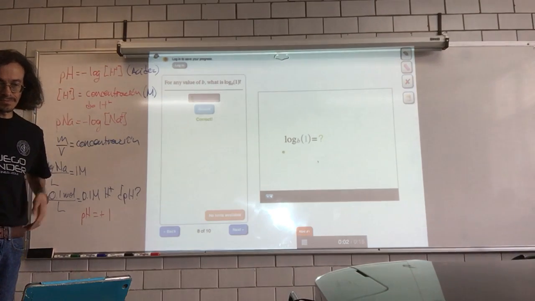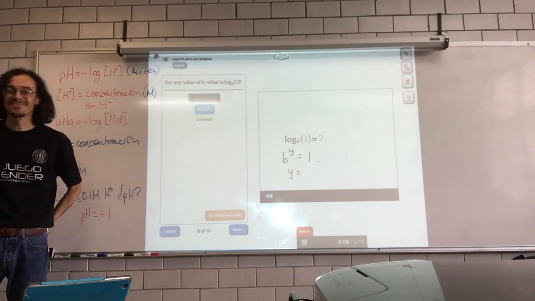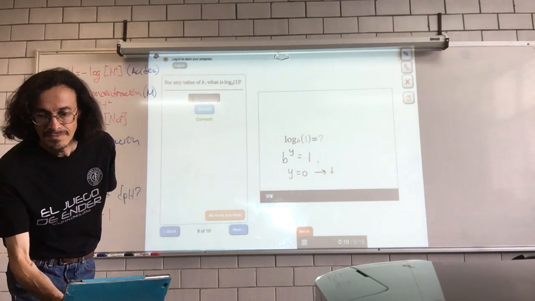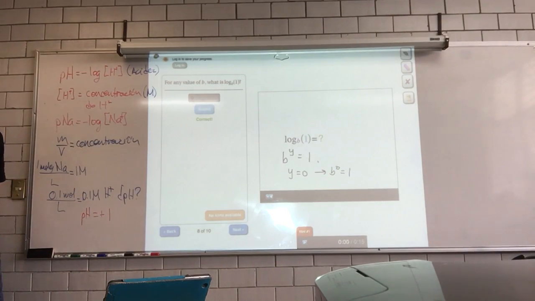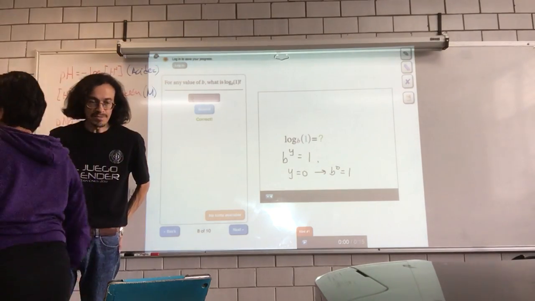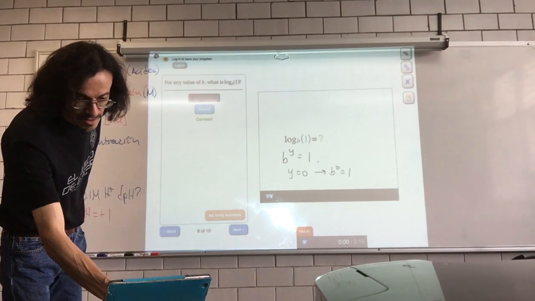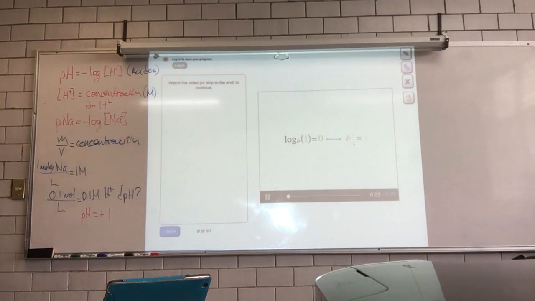Again, we need to raise b to some power, let's call it y, to get 1. The only way to do this is to set y equal to 0. That is, we're saying that b to the 0 is equal to 1. Right. It's 0, since b to the 0, like any number to the 0, equals 1.